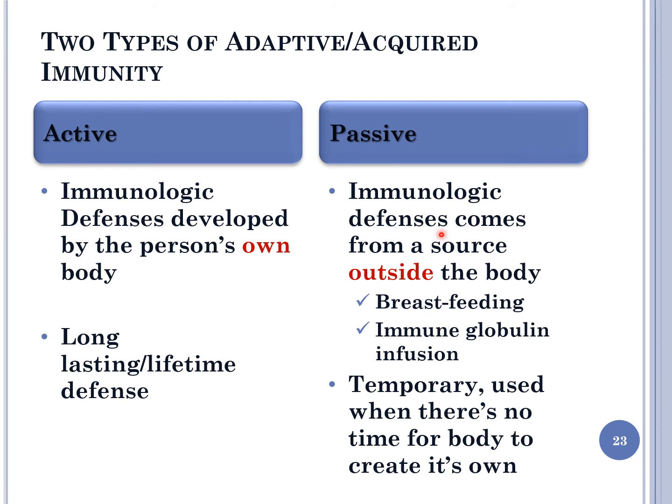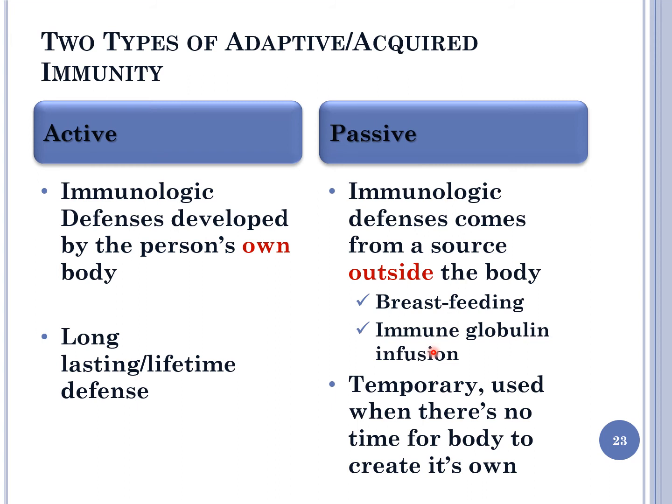And then passive means you're getting the adaptive type of immunity from outside. So it comes from a source outside the body. So either breastfeeding, or you're getting an immune globulin infusion. And this one is considered temporary, when there's no time for the body to create its own. So breastfeeding, obviously, the baby is new. They don't have their full defense. And so that's helping them until they can build their own immune system.